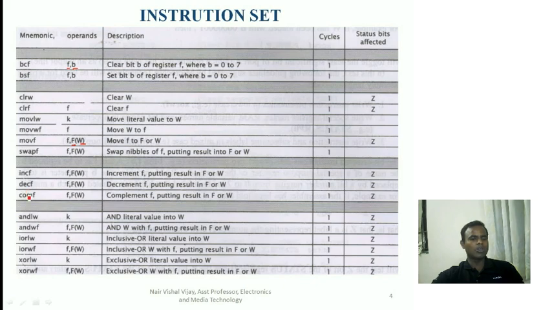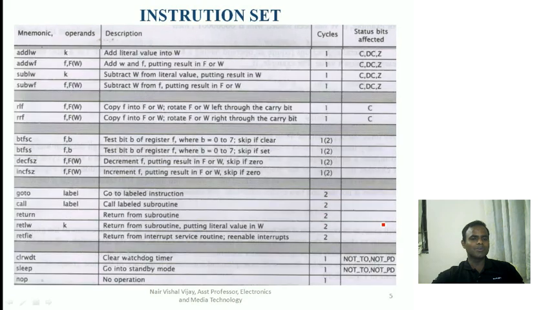Then you have some logical operations such as AND, OR, and XOR, in which you can put the result into a working register, or you can put it into a source register. Now see over here, all the AND, OR, and XOR instructions do affect your flags, the Z bit of your status register. Some other instructions such as add and subtract also have the same notation. ADDWF means you can add the content of working register W and your special purpose register, and you can put the value either in F, meaning the same source register, or W, meaning the result can be put in the working register.